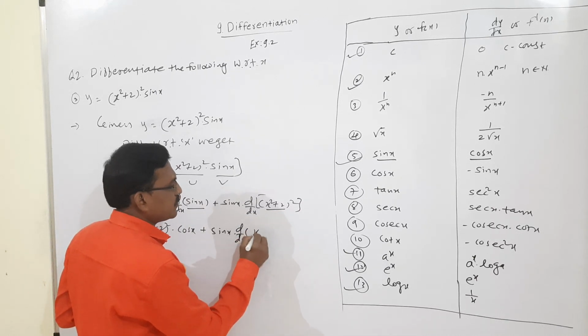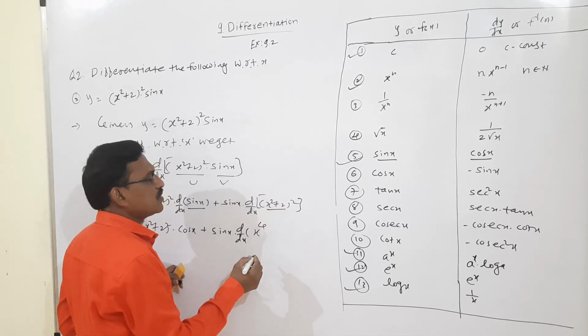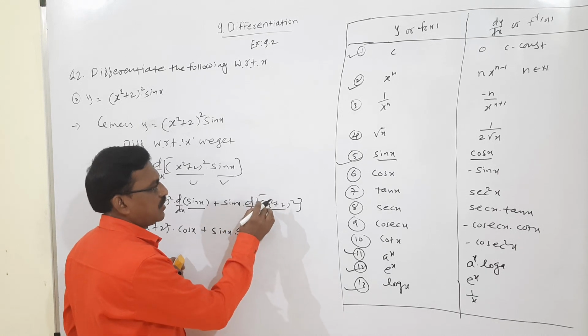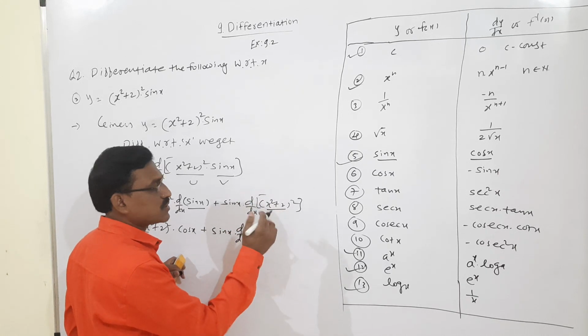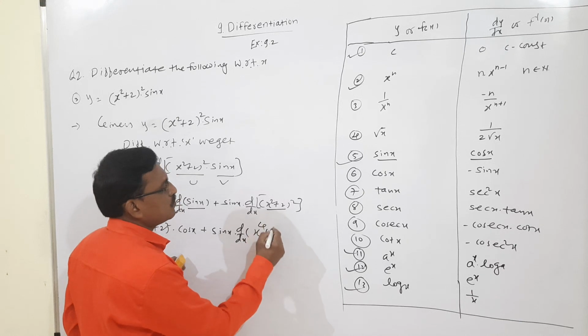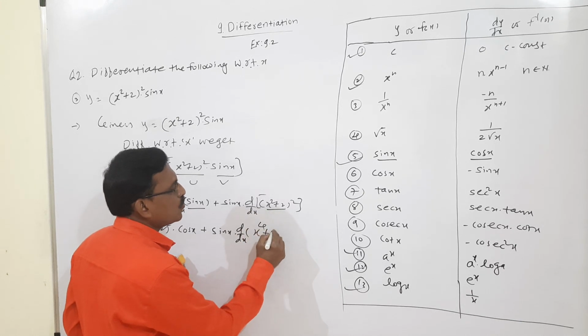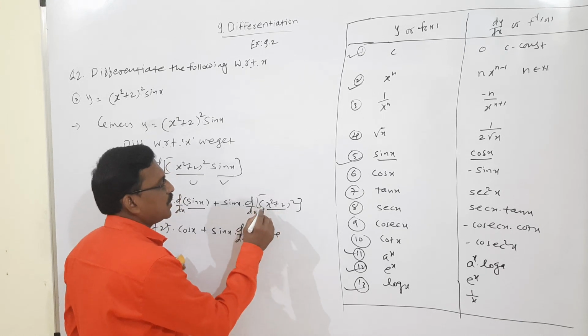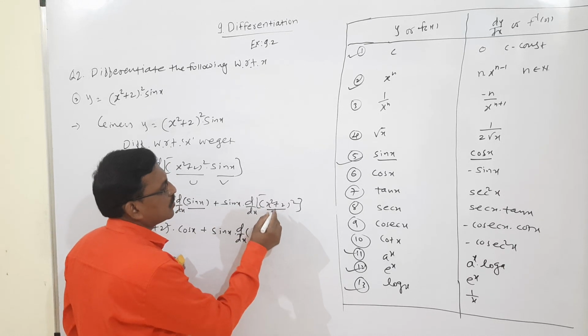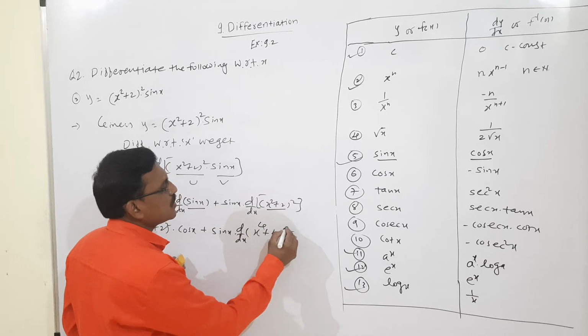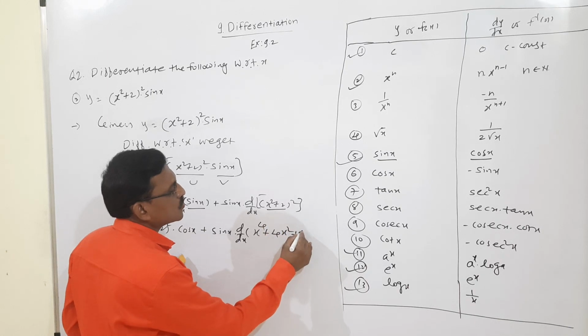So a square means x raised to 4, the square of x square is x raised to 4. Then a square plus 2ab: 2 twos are 4, so 4 into a into b, it is 4x square. And plus b square, meaning 2 square, is 4 here.